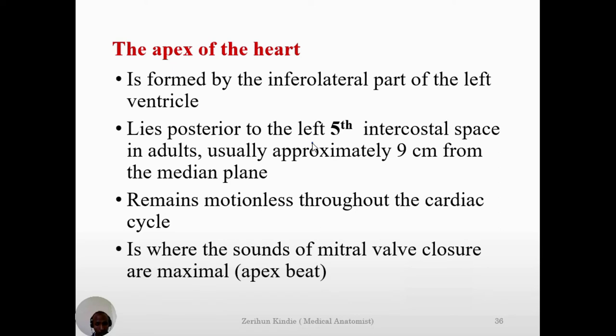So the apex is mainly formed from what? The apex is mainly formed from the left ventricle. At the level of the apex, we can find the apical beat, the heartbeat.